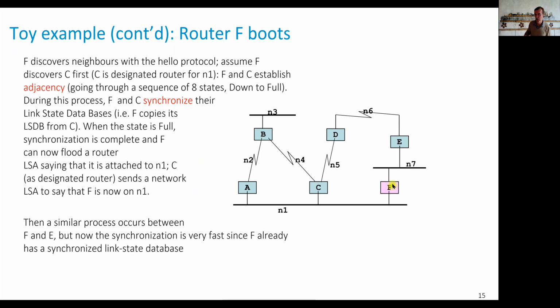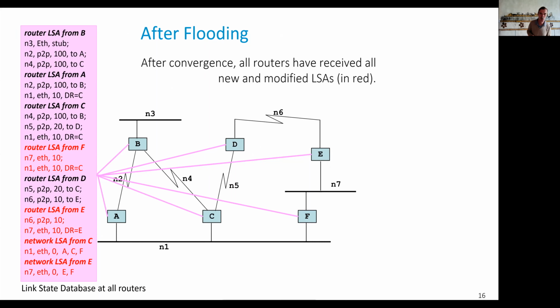Then, probably not so much later, F will talk to E, and F will compare the database that it has copied from C with what E has, and probably they are the same, so the synchronization here is over. And from this point on, F will start flooding the information that it has, which is essentially saying this: I am connected to N7 and to N1, so this information will be added by F.